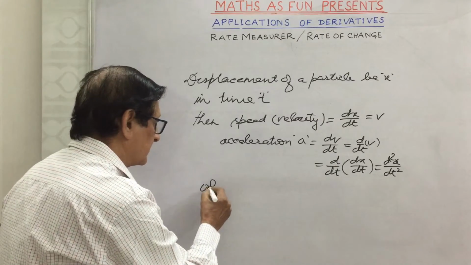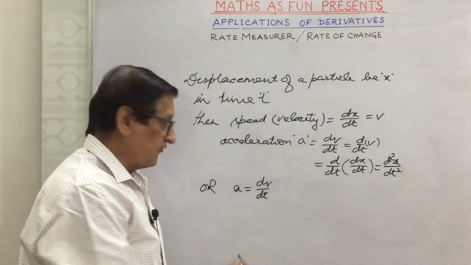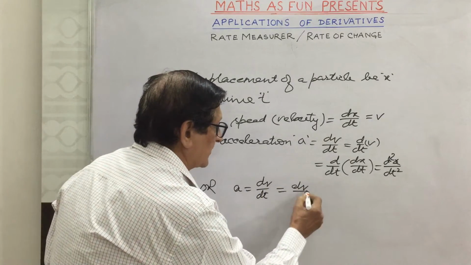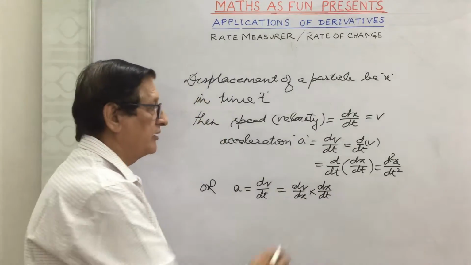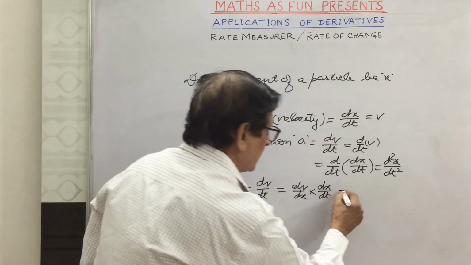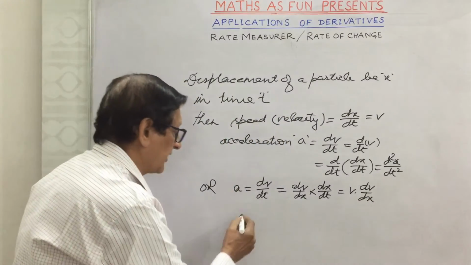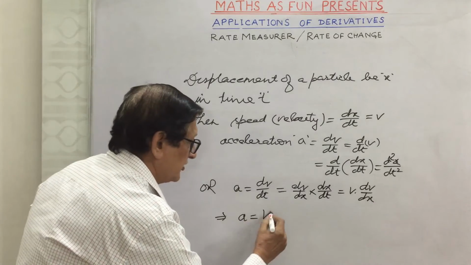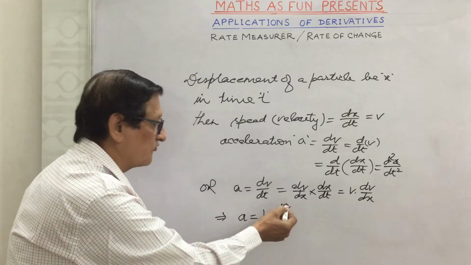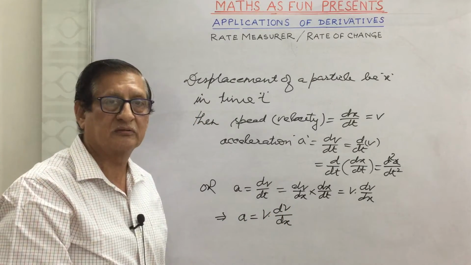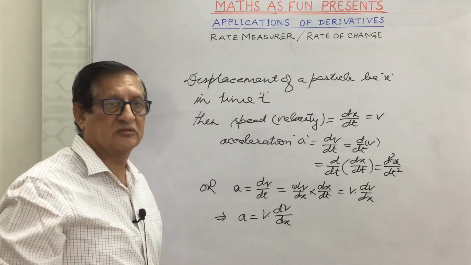We can also say it like this, that acceleration a is dv upon dt. If we multiply and divide it by dx, then it becomes dv by dx into dx by dt. And dx by dt we have seen is v. So we can write this as v into dv by dx. It means acceleration can also be found out by using v multiplied by the rate of change of velocity with respect to the displacement. And this is the way we can use derivative as rate measurer.